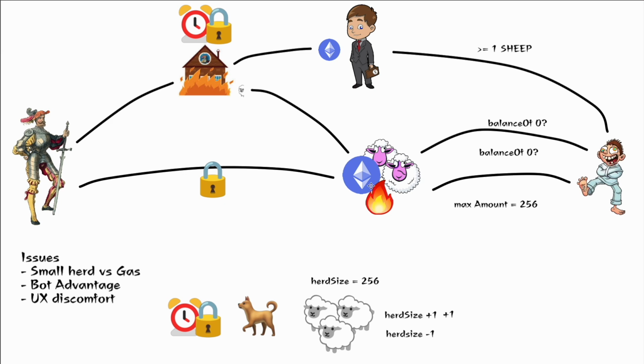So then when I started telling people that they could take part in this, there was a herd size that was around 100 to 200, and it made more sense for people to buy it. So the small herd size versus the gas was definitely an issue.